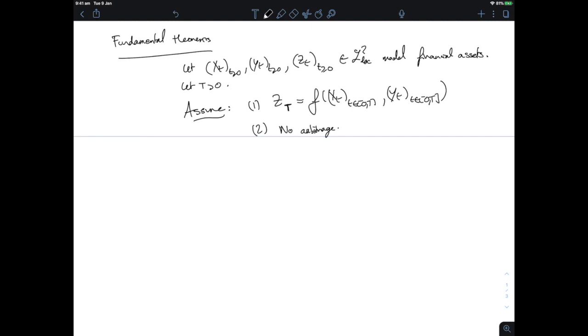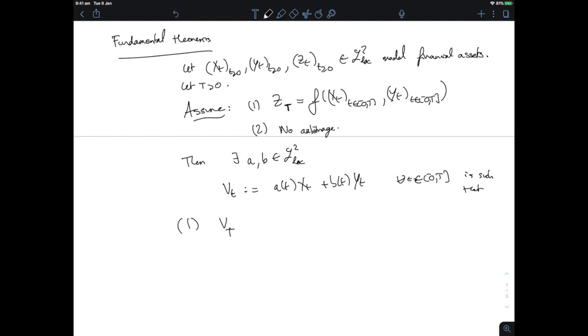And so what the theorem then gives you is that there exists a process A and a process B in L2 loc, such that when you consider V of t defined as A of t times x of t plus B of t times y of t, then you have the following. This is such that on the one hand V of capital T is equal to Z of capital T, and that makes the process V of t what we call a replicating process. V is replicating Z. All right, it has the exact same payoff at the maturity time capital T.